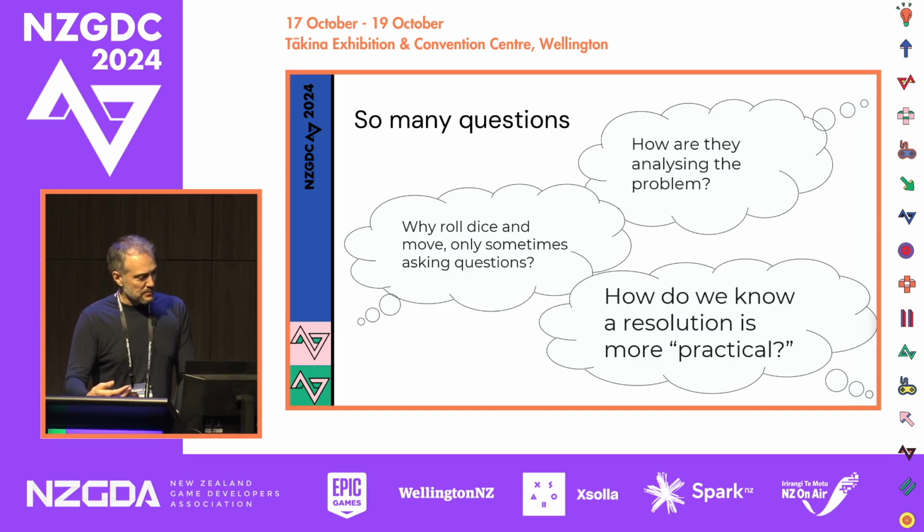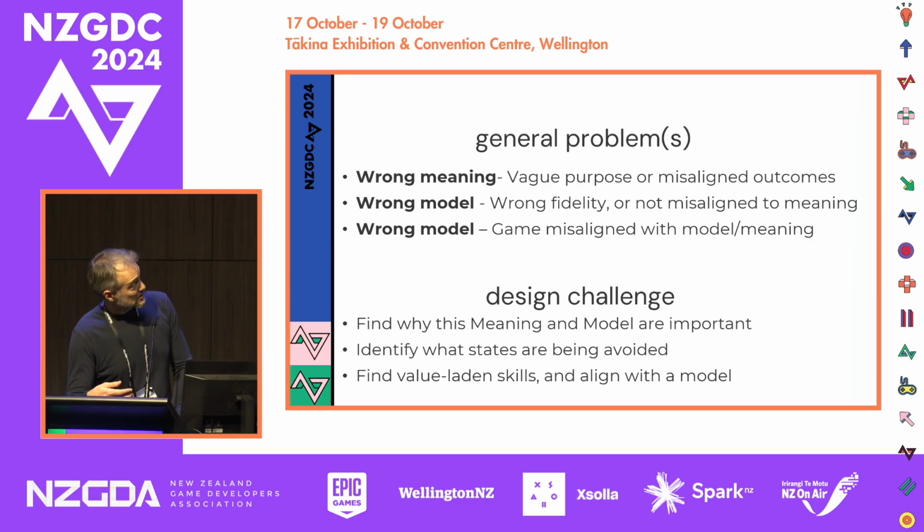So what we end up with is a situation where, and excuse me for the typo in here, that middle one should say wrong model, wrong reality, basically. So we've got the wrong meaning, right? There was a kind of vague purpose or misaligned outcomes in a game.